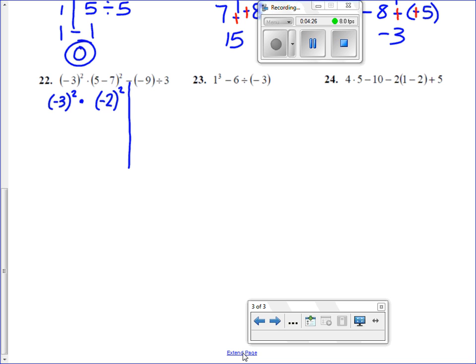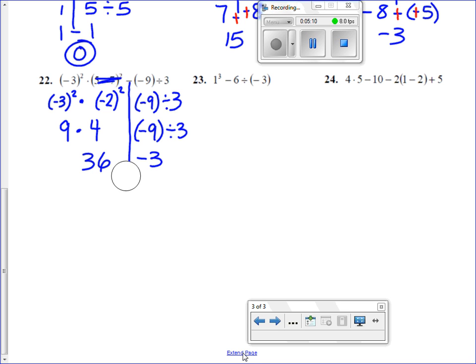So now I am just going to rewrite negative 9 divided by 3. Now I can do my exponent. My parentheses, that's done. So negative 3 times negative 3 is 9. Times negative 2 times negative 2 is going to be 4. And then that's going to be a negative 9 divided by 3. Now I can multiply and divide going left to right. 9 times 4, 36. Negative 9 divided by 3. Negative divided by a positive is a negative 3.